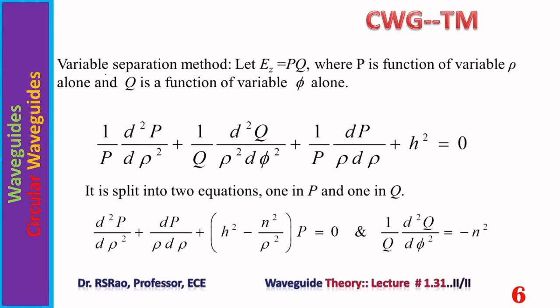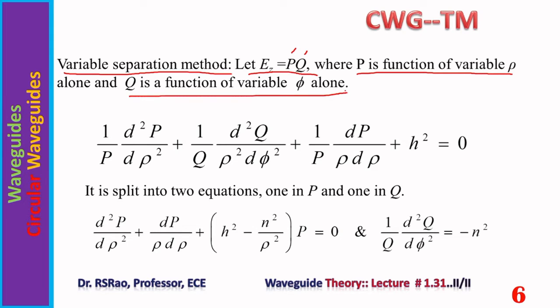So this equation is quite complex. Direct or straightforward solution is not available. There's a technique that got developed. It is called variable separation method. We apply this method. According to this method, we have to assume Ez equal to product of two functions P and Q. P is function of variable rho alone. Q is function of phi alone.